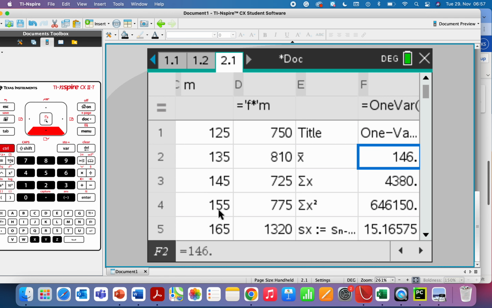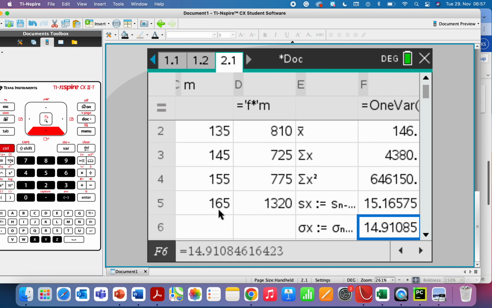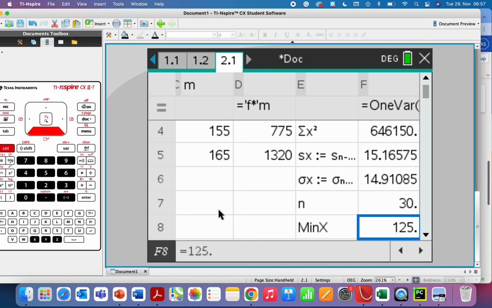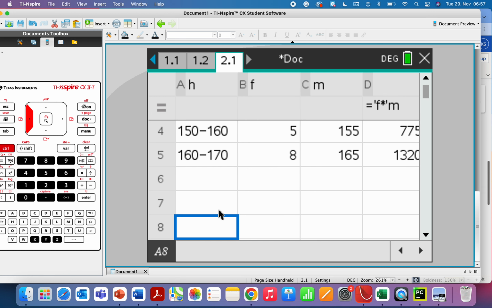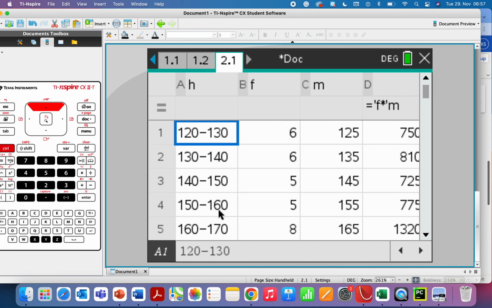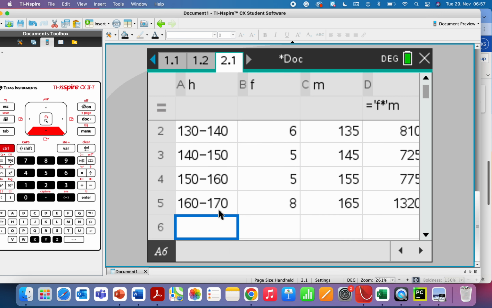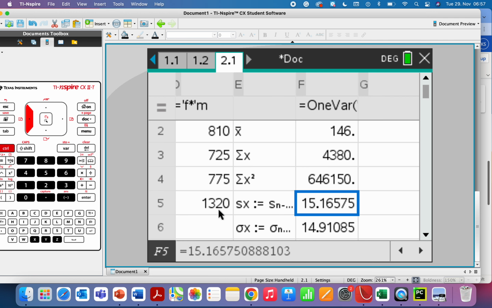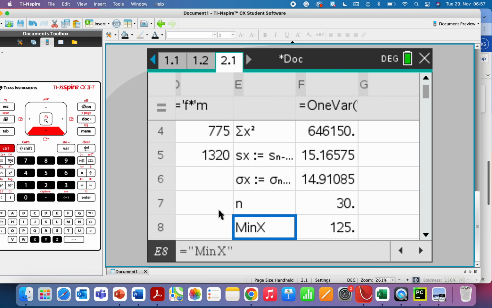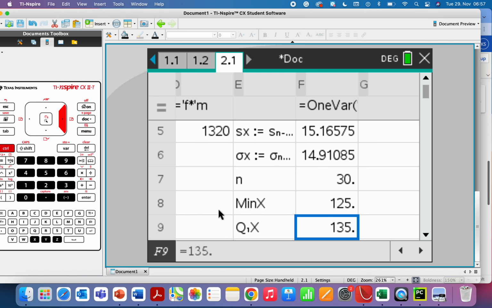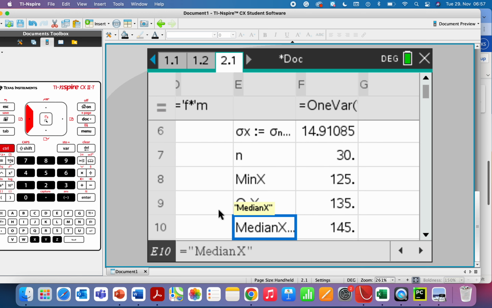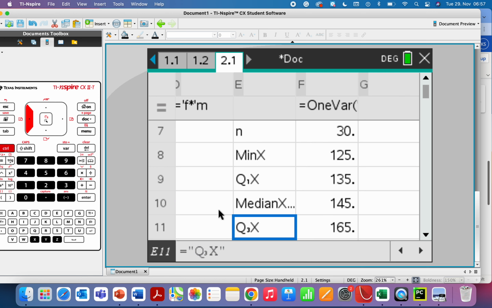So to summarise, the mean is 146. The min is 125, but we would probably say that actually the min height is 120. The max height we'll have as 170. And then the median and quartiles we'll just read from our calculator. The lower quartile is 135, the median is 145, and the upper quartile is 165. Just how accurate those are, it's debatable, but there is another way of working out the medians and quartiles a little bit more accurately, and we'll do that soon.